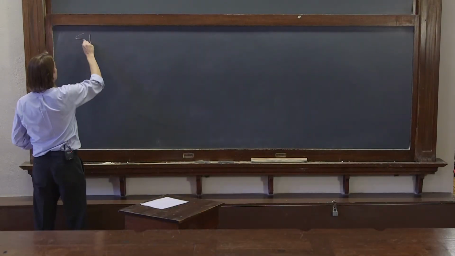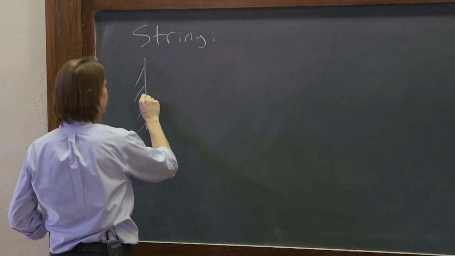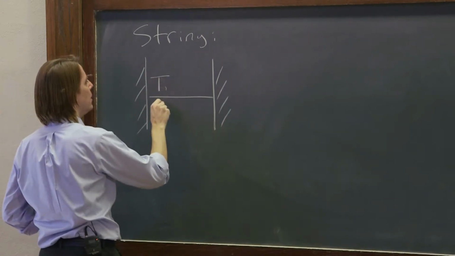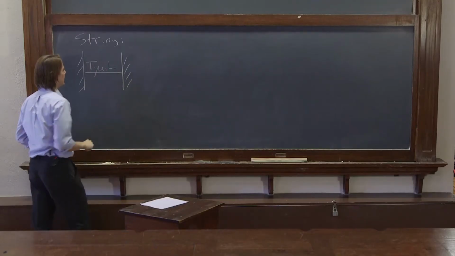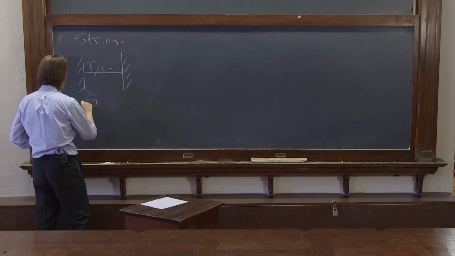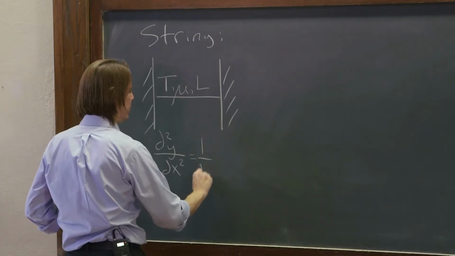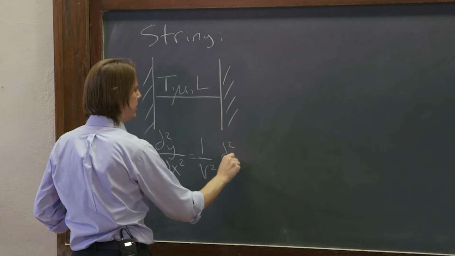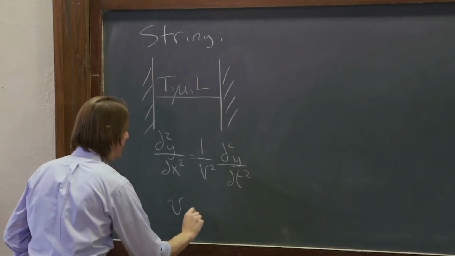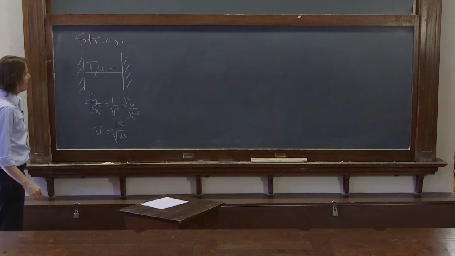Our string looks like this. We are clamping it at both ends. It has a tension, it has a mass density, and it has a length. And we decided its motion is described by the wave equation: d²y/dx² equals 1 over some velocity squared times d²y/dt², where the velocity equals the square root of the tension over the mass density.